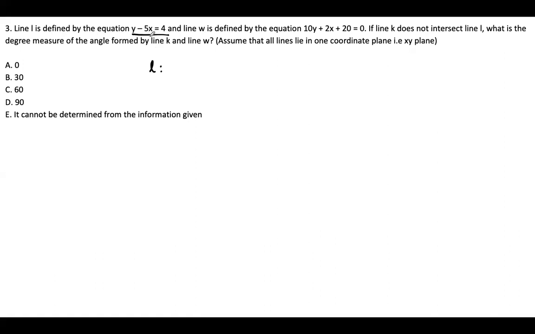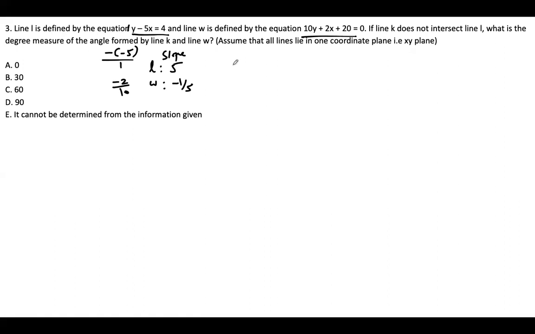Slope is minus of coefficient of x divided by coefficient of y. So minus would be plus, divided by coefficient of y, so 5. And line W is defined by the equation 10y plus 2x plus 20. What will be the slope of this line? Slope would be minus 2 by 10, which is minus 1 by 5.